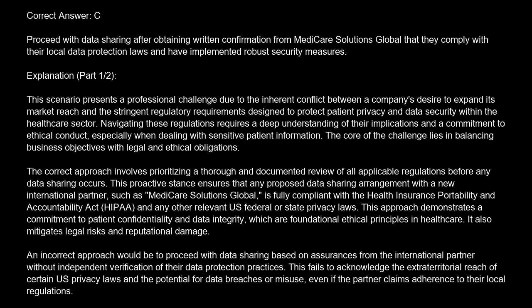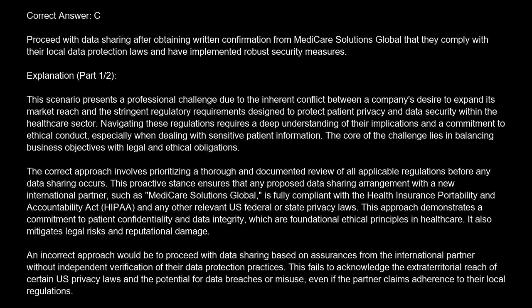The correct answer is C. Proceed with data sharing after obtaining written confirmation from Medicare Solutions Global that they comply with their local data protection laws and have implemented robust security measures. Explanation. This scenario presents a professional challenge due to the inherent conflict between a company's desire to expand its market reach and the stringent regulatory requirements designed to protect patient privacy and data security within the healthcare sector. Navigating these regulations requires a deep understanding of their implications and a commitment to ethical conduct, especially when dealing with sensitive patient information. The core of the challenge lies in balancing business objectives with legal and ethical obligations.